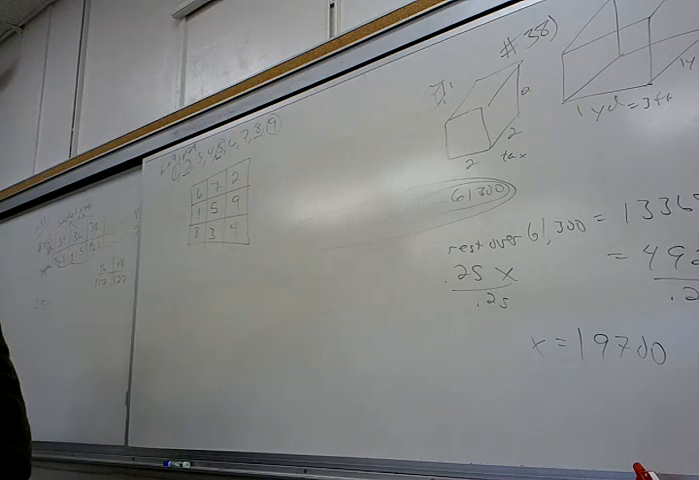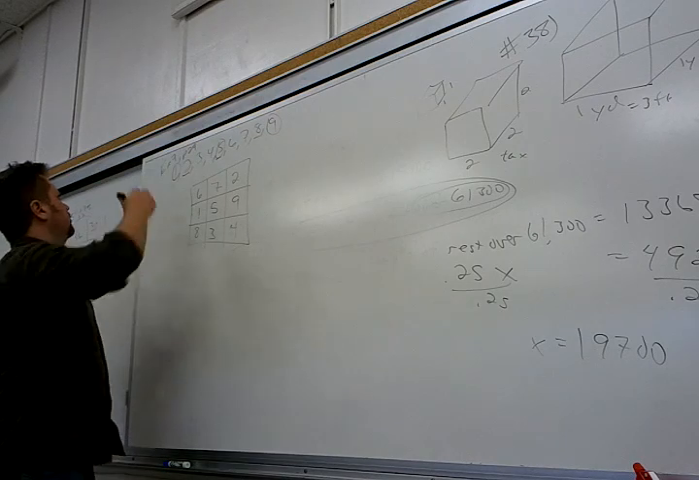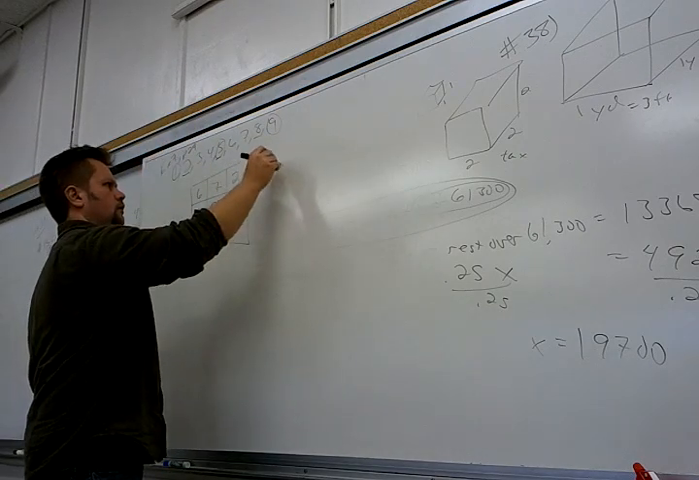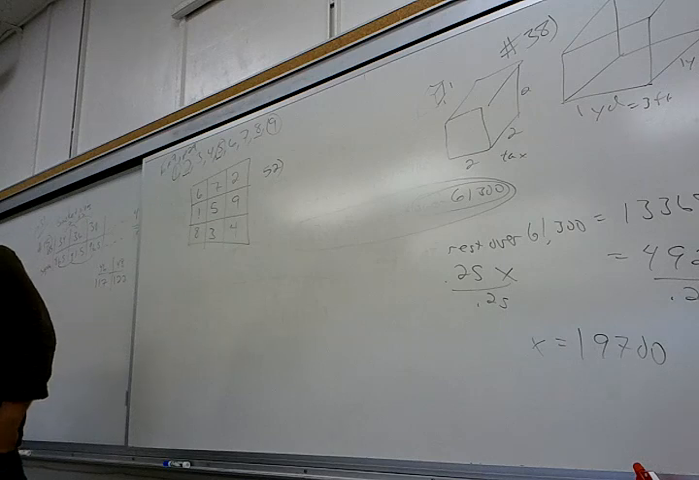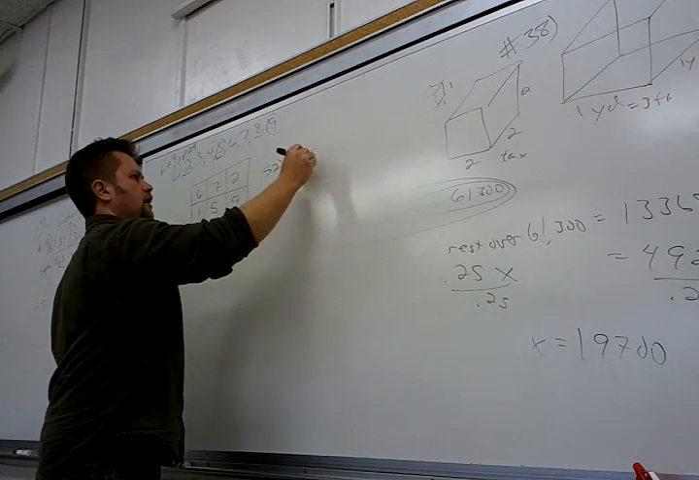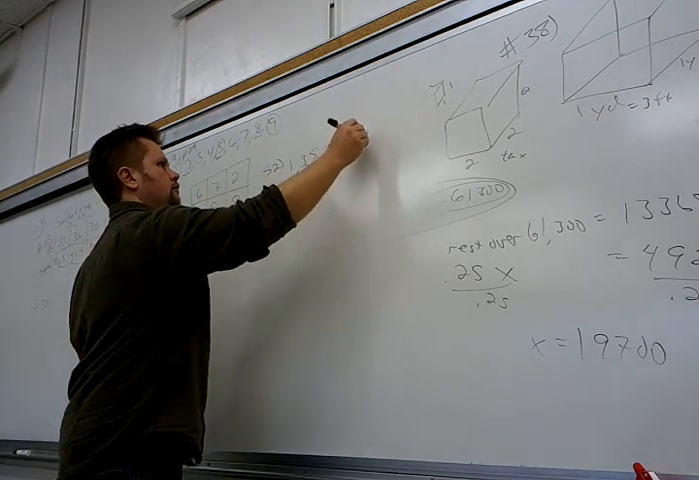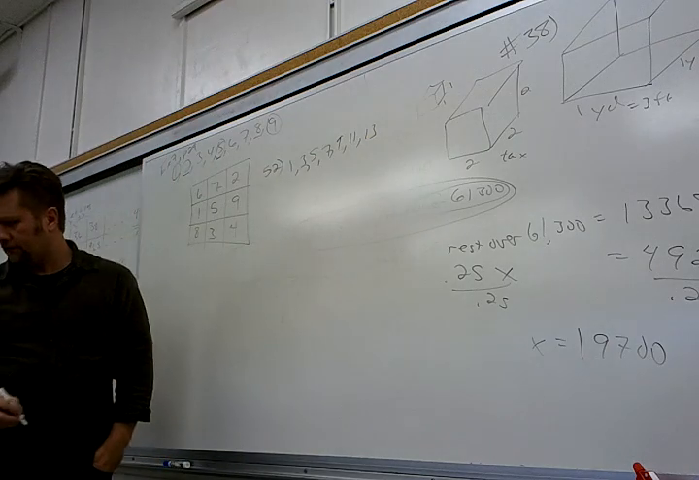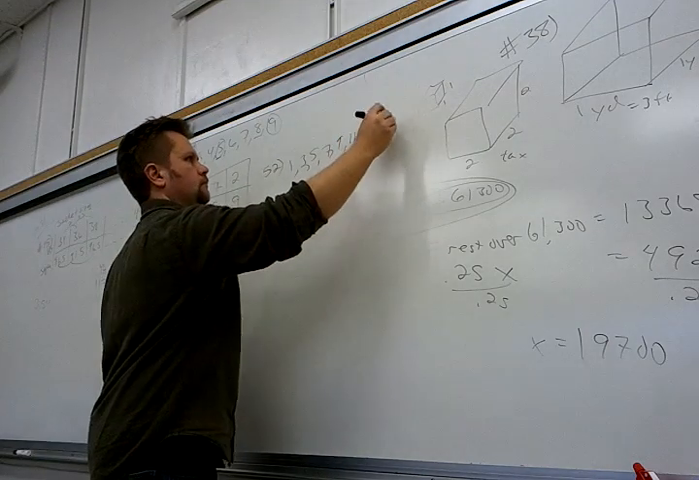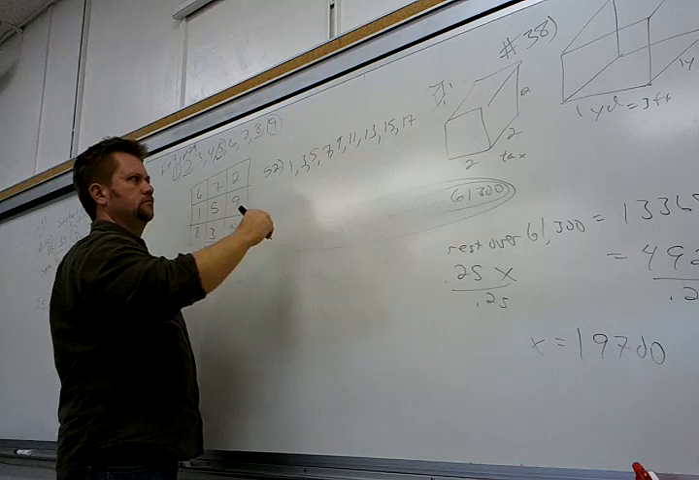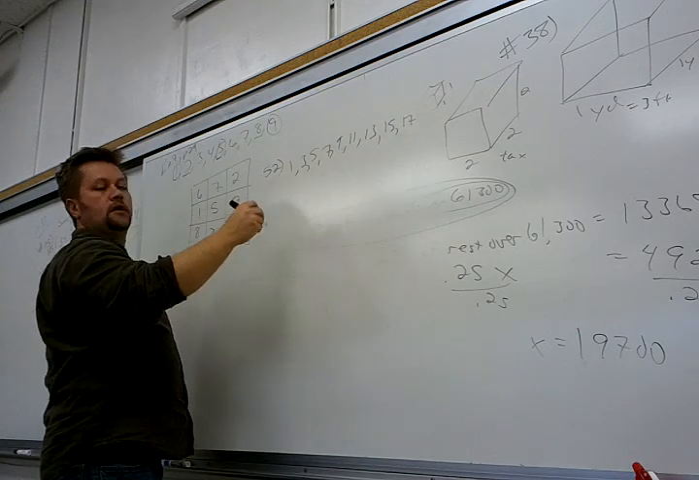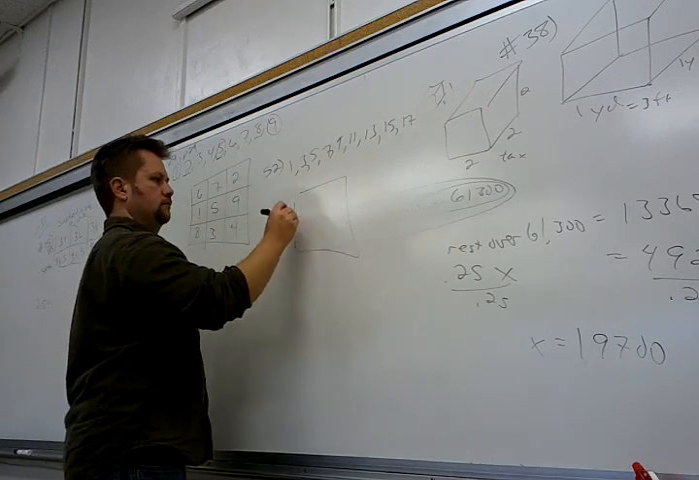So the numbers they give you on number 52 are 1, 3, 5, 7. That's the one we're doing, right? 52? 1, 3, 5, 9, 11, 13, 15, 17. What's the middle number? 9. So that's got to go in the middle.